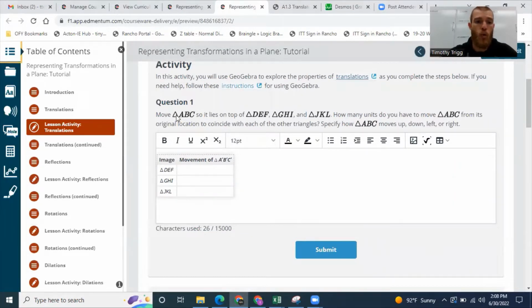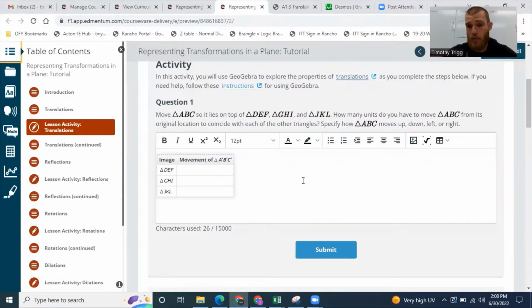It says move triangle ABC. Notice how I read that. They put a little triangle symbol and then ABC. So that's how you read that sort of thing. So when you see that little triangle in front, that means they're talking about a triangle. So move triangle ABC so that it lies on top of triangle DEF, triangle GHI, and triangle JKL. How many units do you have to move triangle ABC from its original location to coincide with each of the other triangles? Specify how triangle ABC moves up, down, left, or right.